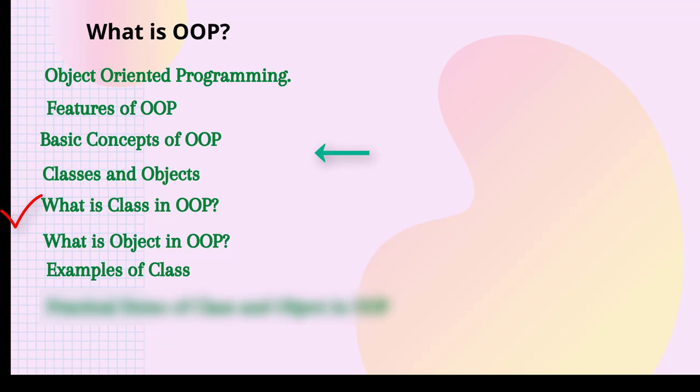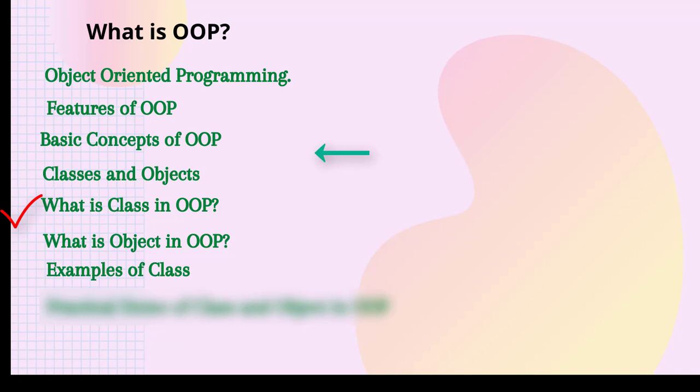What is a class? A class is basically a template, or we can say a blueprint, in which all our methods and attributes are explained or defined. A class contains attributes or features and methods.